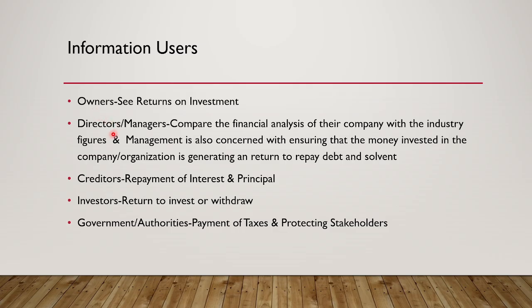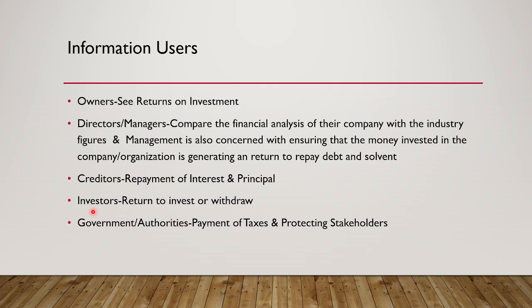Now for directors and managers, they can compare within the same industry. Okay, and they will also see whether we will be able to repay the debt and be solvent or not. Solvent means the business will keep running and will have the cash. So they will come to know from that. Then creditors like banks, as I told you, are interested in the principal and the interest, whether the company can pay them the interest and principal or not.